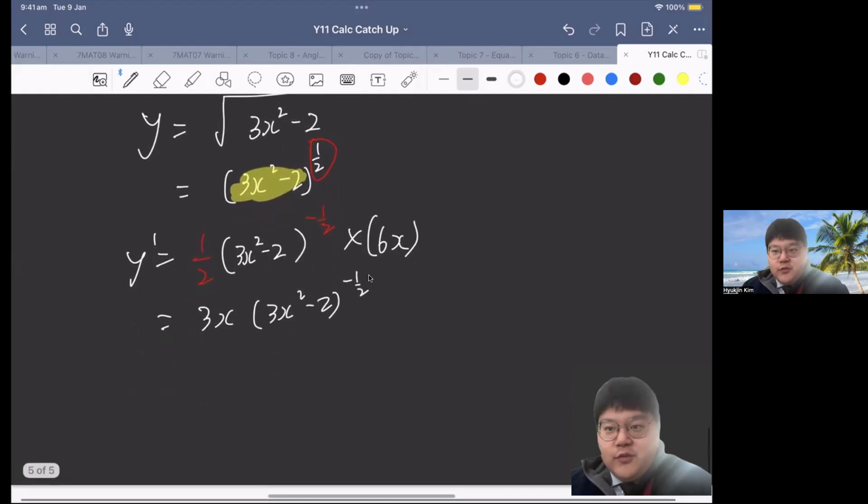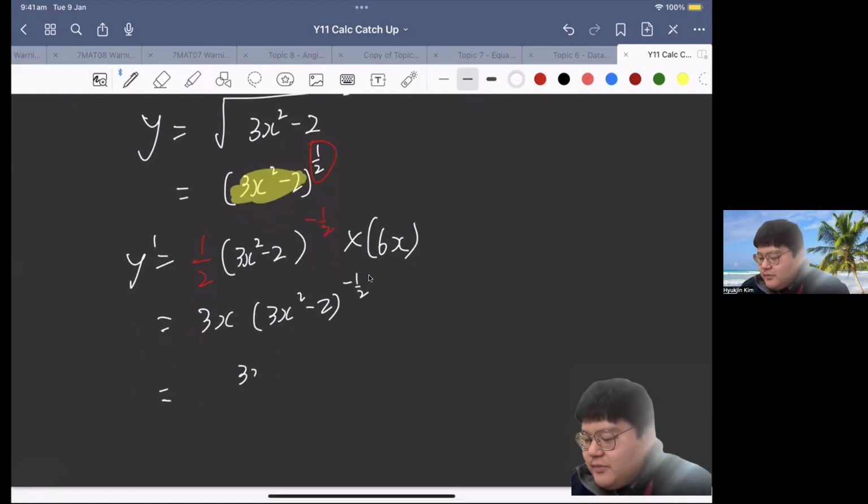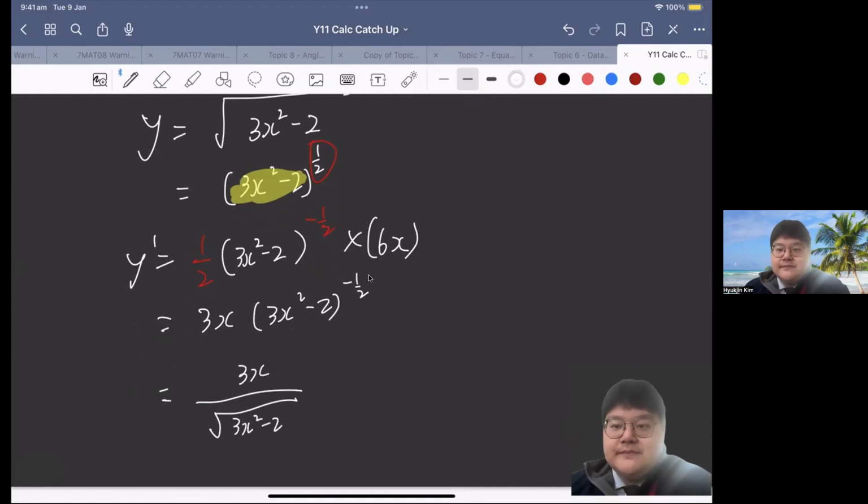And again, if you don't really care about perfectionism, you can just leave it, but you can do this. Because it's a negative power, it goes down, and then because it's a half, it gets a square root. All good?